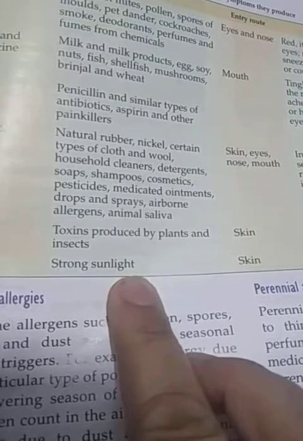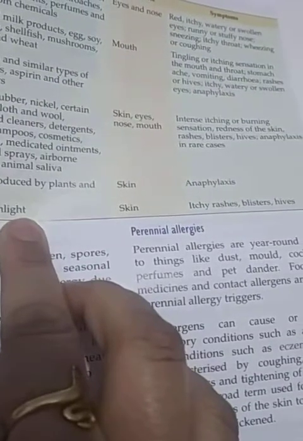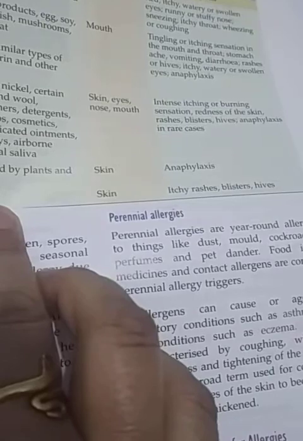Then contact allergens: natural rubber, nickel, certain types of cloth and wool, household cleaners, detergents, soaps, shampoos, cosmetics, pesticides, medicated ointments, drops and sprays, airborne allergens, animal saliva. And it enters into the body through skin, eyes, nose or mouth. And what happens? Intense itching or burning sensation, redness of the skin, rashes, blisters, hives, anaphylaxis in rare cases.